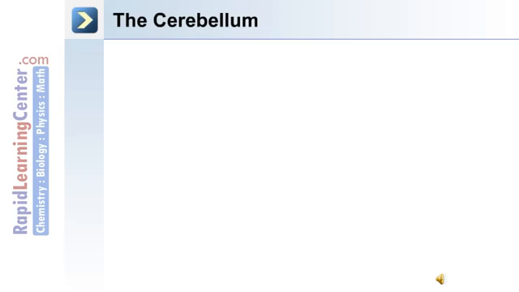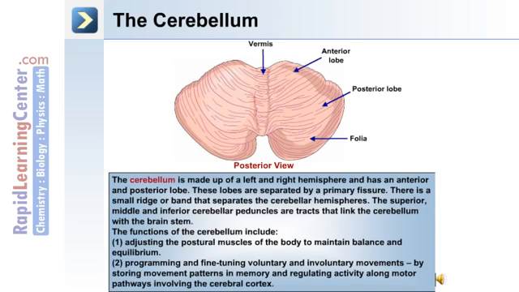Adjacent to the brainstem is the cerebellum. This is made up of left and right hemispheres and has an anterior and posterior lobe. The lobes are separated by a primary fissure. There's a small ridge or band that separates the cerebellar hemispheres. The superior, middle, and inferior cerebellar peduncles are tracts that link the cerebellum with the brainstem.